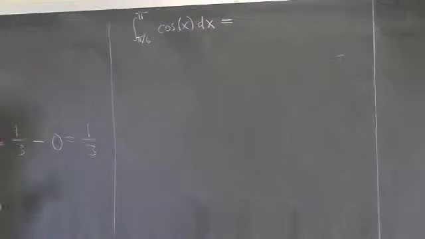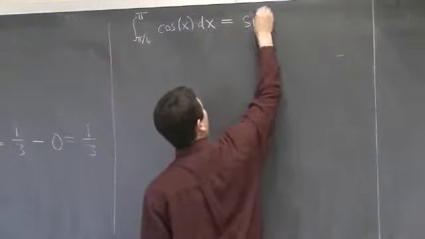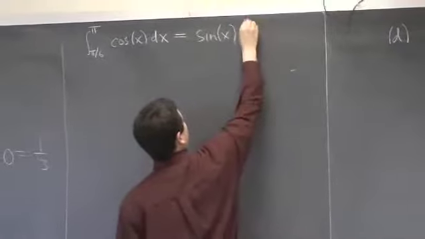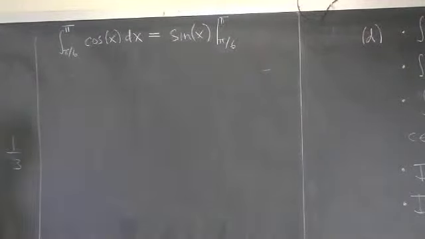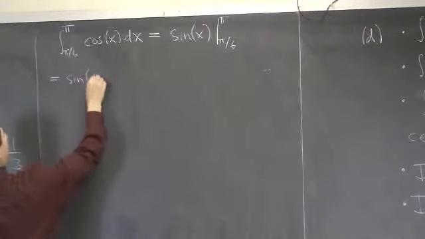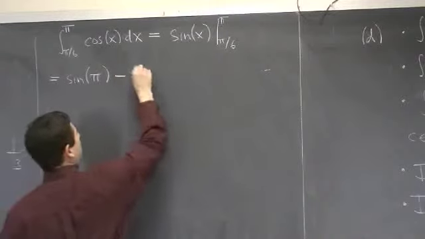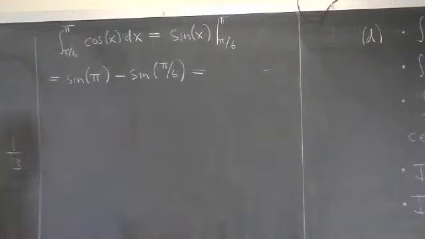Okay, so the fundamental theorem of calculus tells us you have to find an antiderivative for cosine, which would be sine. And then you evaluate it at the end. Okay, so let's see. So this is sine of pi minus sine of pi over 6. What's sine of pi?